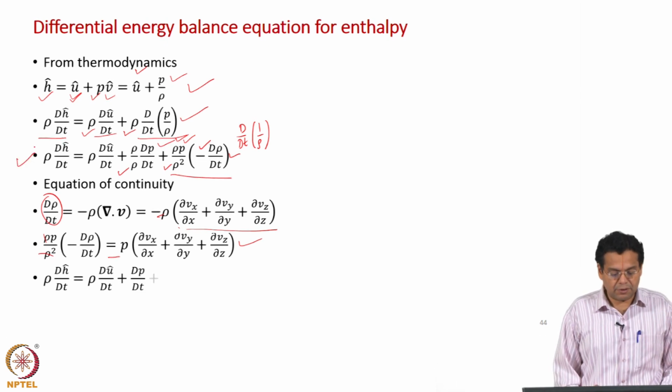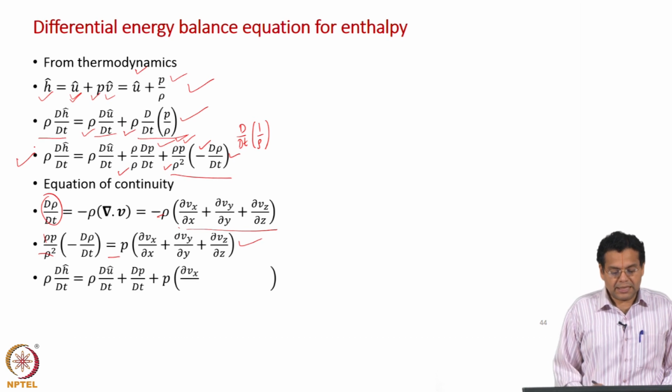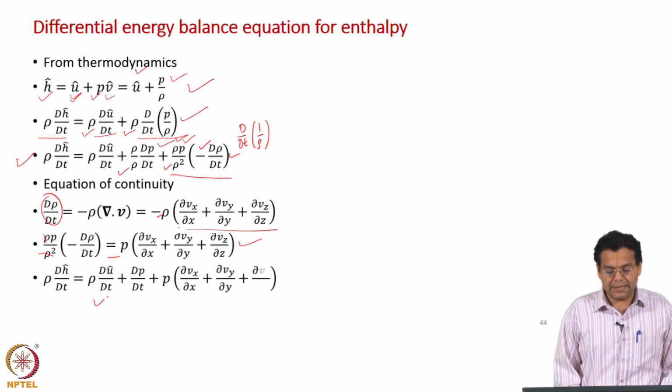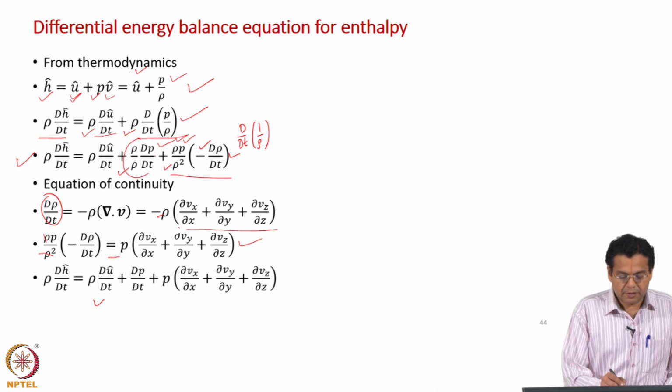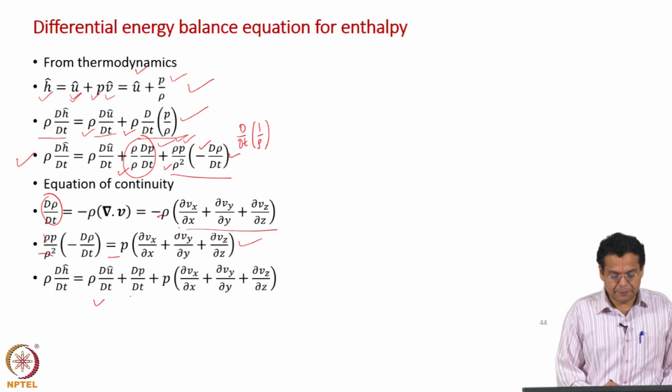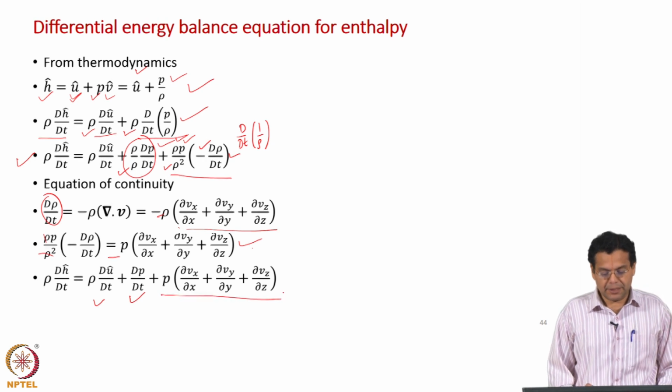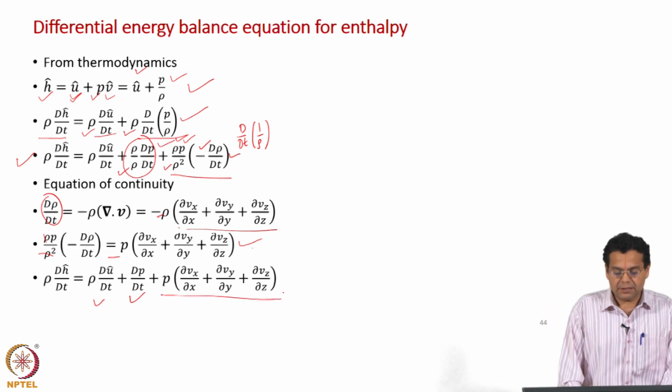So, let us substitute in this equation. Left hand side we have rho dH cap by dt, right hand side we have rho dU cap by dt, and then this term becomes dP by dt, and the last term we have seen here, we will substitute that here, P into sum of all the velocity gradients.